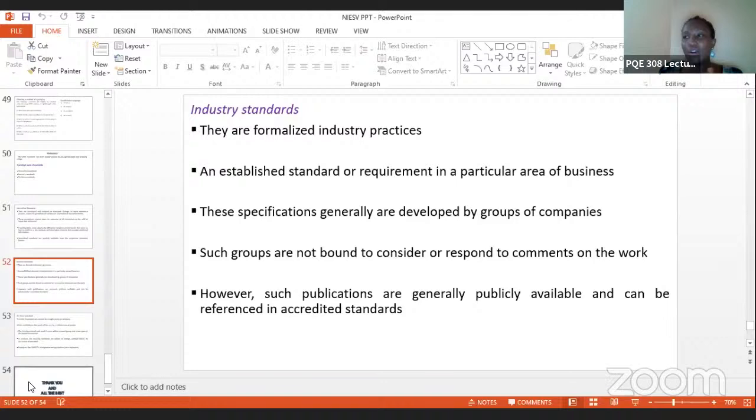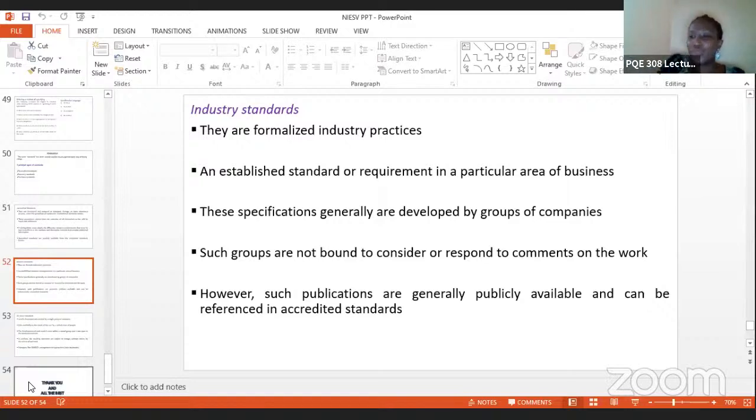Businesses, or let me say industries of the same interest, come together and come up with a standard, a way of carrying out their businesses or of doing things. Industry standards are documents that contain requirements that have been agreed on by groups of companies or people working in specific industries on specific types of products. You understand? Such groups are not bound to consider or respond to comments on their work. It is not under the federal government.